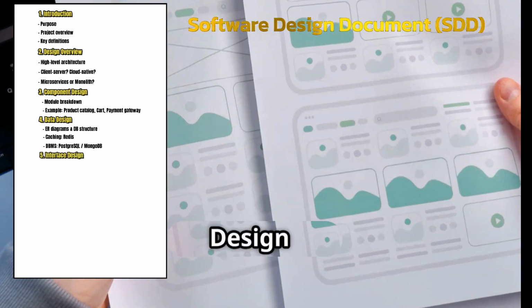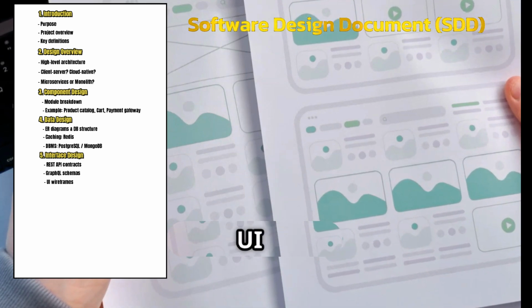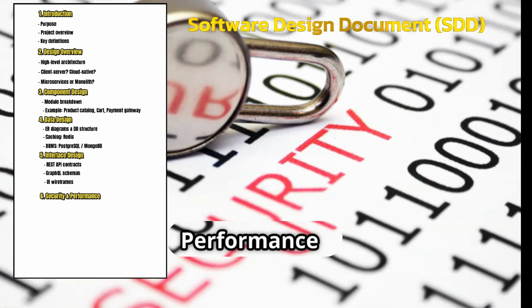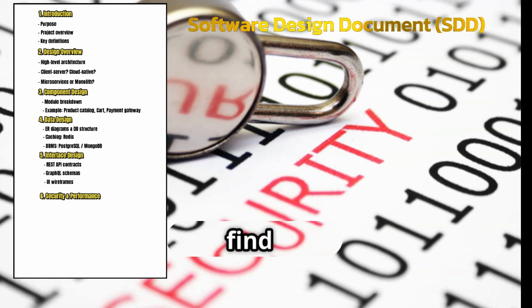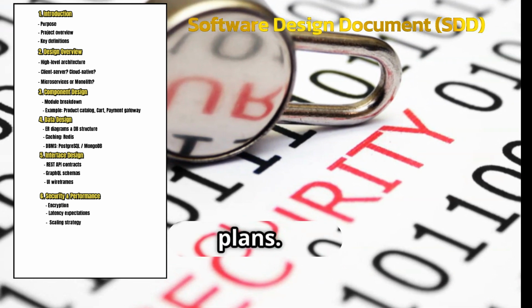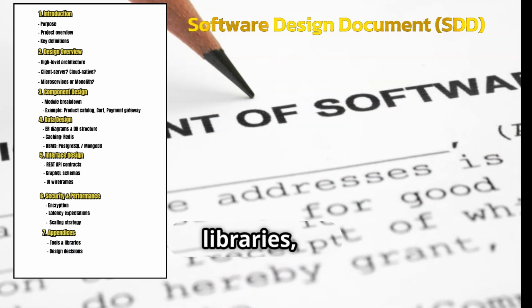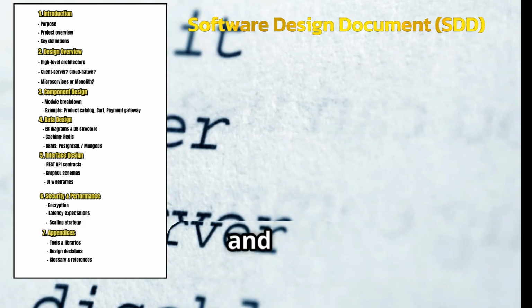Next up is interface design. This section covers REST API contracts, GraphQL schemas, and UI wireframes. Security and performance considerations come next. Here you'll find details on encryption methods, latency expectations, and scaling plans. Finally, appendices. This section includes tools used, libraries, design decisions, glossary, and references.